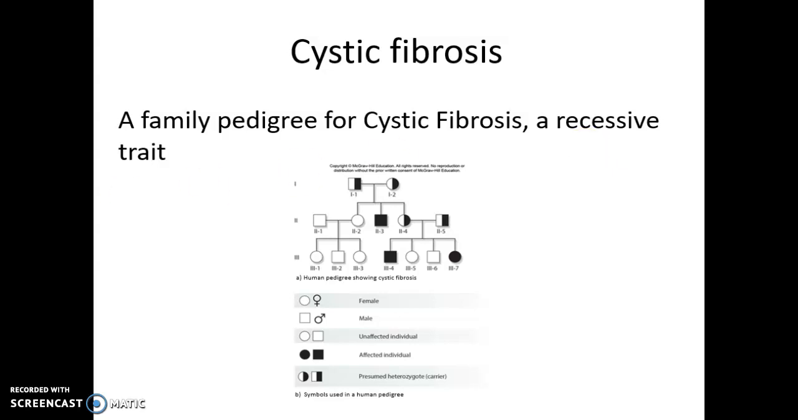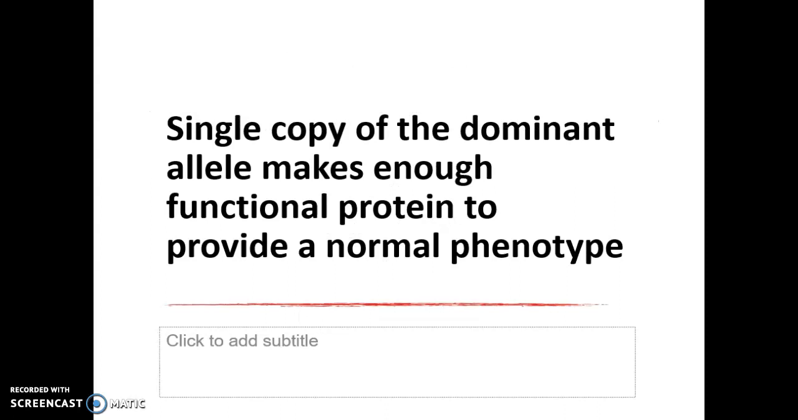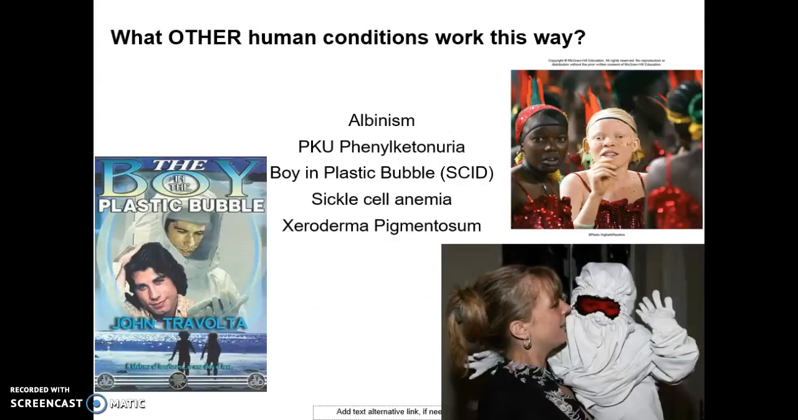Now, the explanation for that is that a single copy of the dominant allele makes enough protein to give you the normal phenotype. Okay, so let's take a look at some other recessive human traits. There is albinism, phenylketonuria, which we talked about before. This is a boy in the plastic bubble here, old John Travolta movie, and this is a recessive trait. Sickle cell anemia.